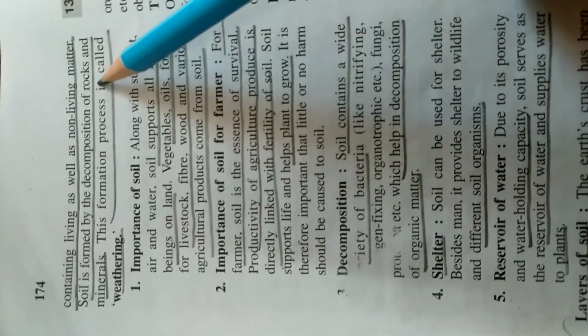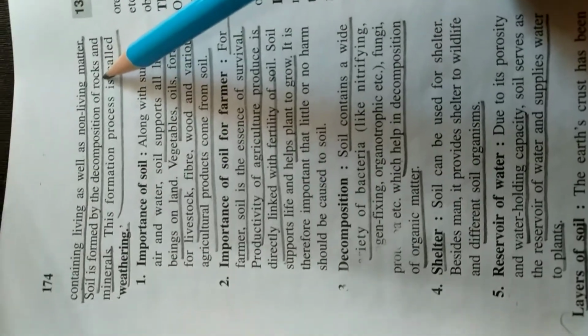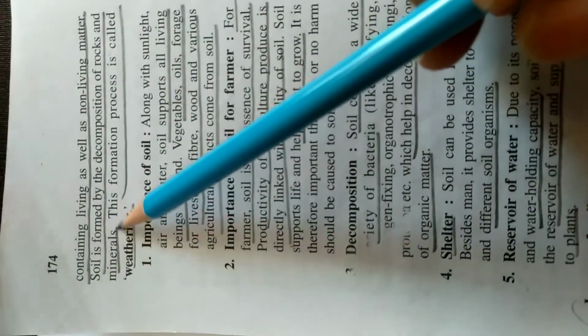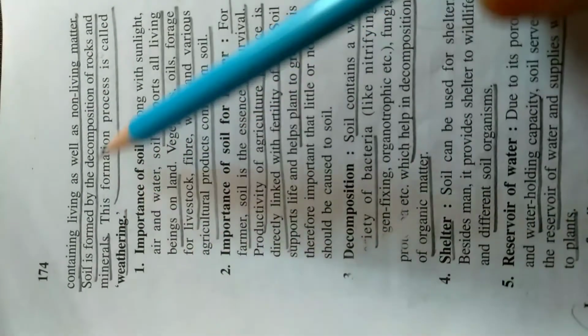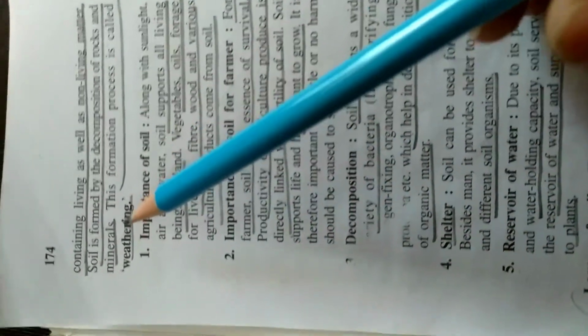Soil is formed by the decomposition of rocks and minerals. This you must have read in geography, that when big rocks break up into small particles, and minerals break up, they form soil. And this whole process of decomposition is known as weathering.